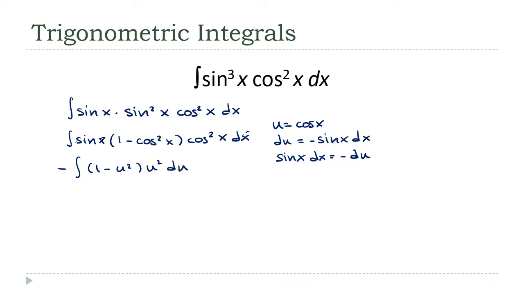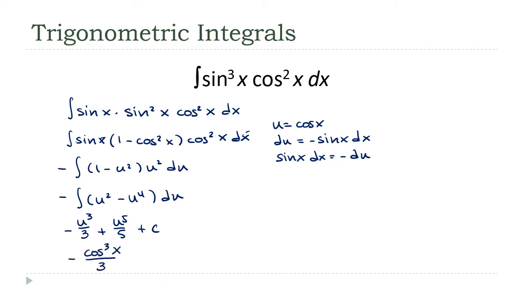And now we're back to a polynomial, right? This is the negative integral of u squared minus u to the fourth du. And that is u to the third over 3 minus u to the fifth over 5. And I'm going to distribute that minus sign. So this will be minus, plus, and plus a constant. And then we just have to go back to cosine. So this is minus cosine to the third x over 3 plus cosine to the fifth x over 5 plus a constant. And that's it. There's my antiderivative. That's my integral.